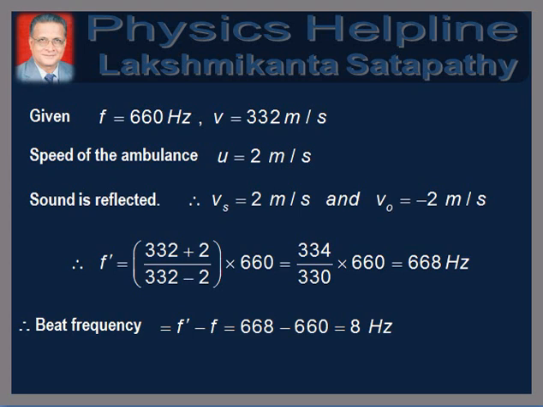Now, the driver of the ambulance is the observer. He receives two sounds, one directly from the siren having frequency f is equal to 660 Hz, and the reflected sound having frequency f dash is equal to 668 Hz. Therefore, beat frequency is equal to 8 Hz. Hence, the driver hears 8 beats per second, which is the answer to the question.